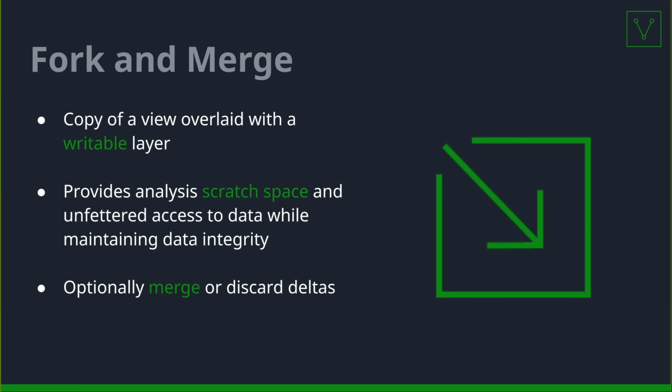And so then when we're done, we have the option to take all of those edits that we made and either merge them all down into the parent view that we forked from, or we can merge a subset of that data down into our parent view, or just throw all of our changes away altogether and discard them.